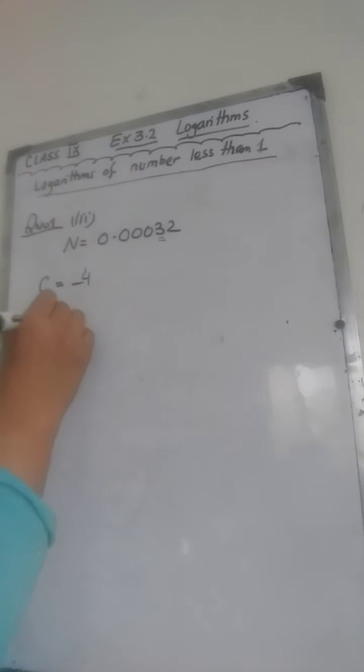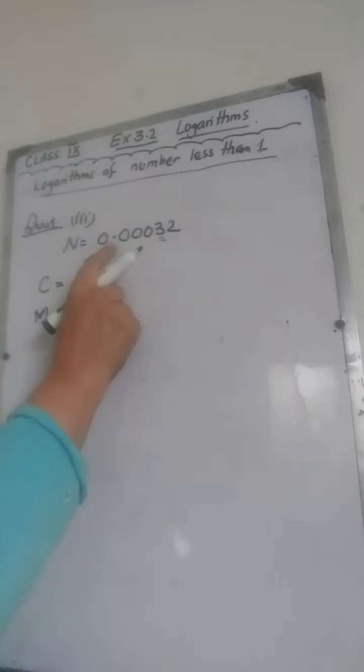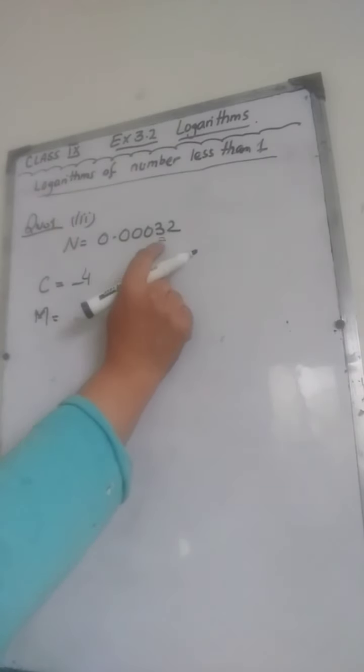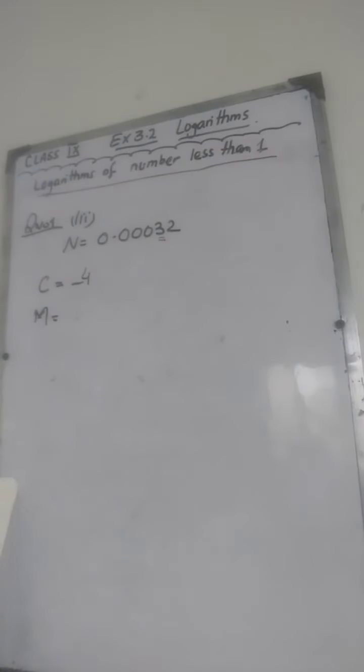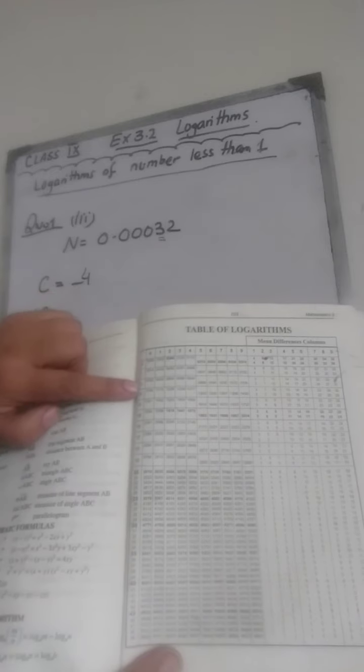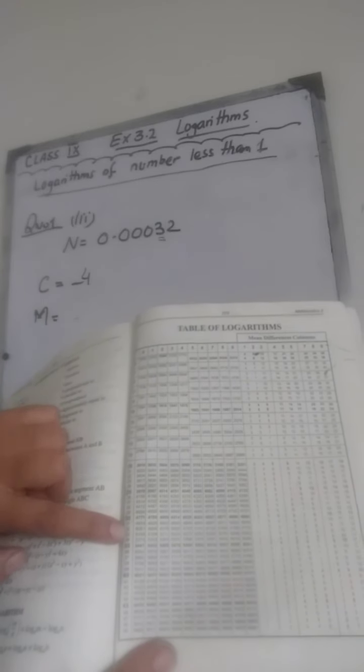Now finding the mantissa of the number. For this we will look at the table. First of all, we are going to just ignore the zeros and the decimal point. You have to find the first two non-zero digits. Look for them in the first column, just as we did for the numbers which were greater than 1. So find 32 over here.